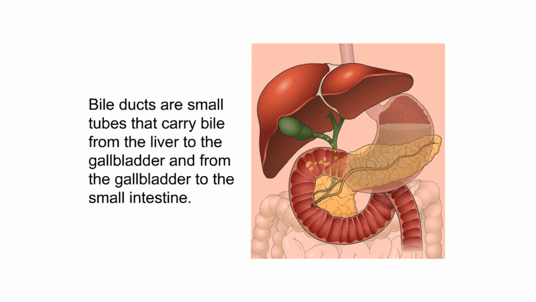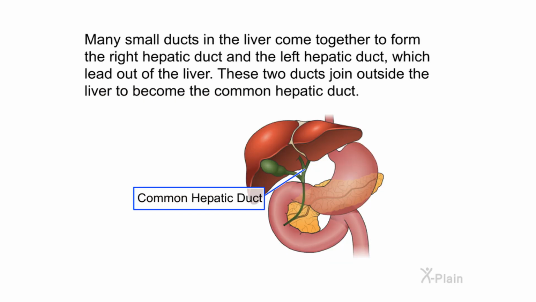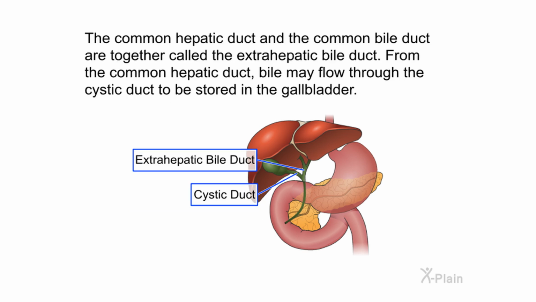Bile ducts are small tubes that carry bile from the liver to the gallbladder and from the gallbladder to the small intestine. Many small ducts in the liver come together to form the right hepatic duct and the left hepatic duct, which lead out of the liver. These two ducts join outside the liver to become the common hepatic duct. The common hepatic duct and the common bile duct are together called the extrahepatic bile duct.